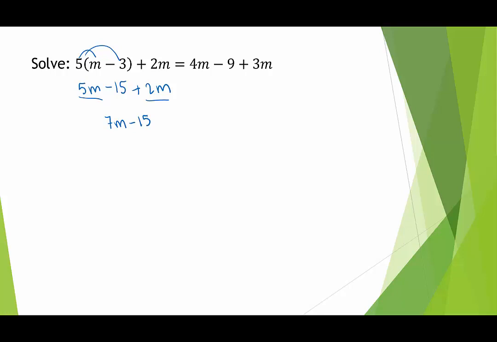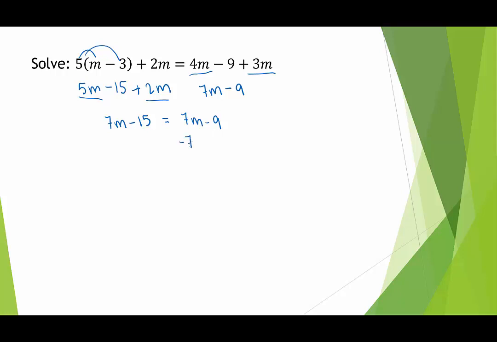Now let's look at the right side. I have like terms, 4m and 3m. That makes 7m. And then the minus 9 I'm just going to bring down. So my simplified left-hand side equals my simplified right-hand side. I have 7m minus 15 equals 7m minus 9. Now I'm ready to move all the variable terms to one side. Maybe we want to move the constants at the same time. It doesn't matter, whatever you're more comfortable with. I'll do it one at a time.